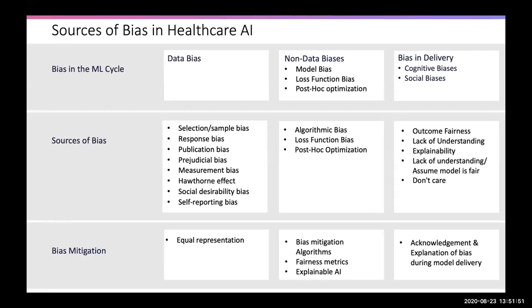So here are some of the sources by which bias gets introduced in healthcare AI, right? And these have been broken down across three sections. So the data bias is something that we have all talked about. There is non-data bias. So these are the model bias, loss function bias, and post-hoc optimization biases. And then there can be a bias in delivery of the healthcare solution itself. That's where the cognitive bias and societal bias comes in. So that's your first row where you say, hey, how does bias come into the machine learning cycle itself? And now we understand that it comes through three things.